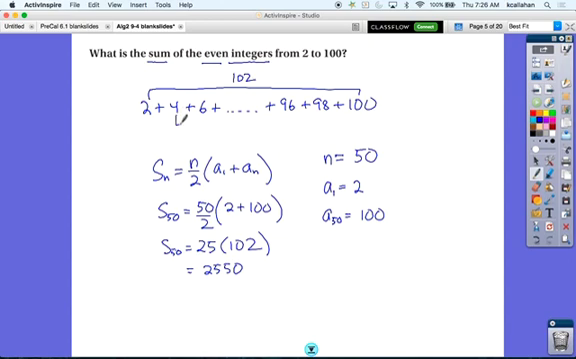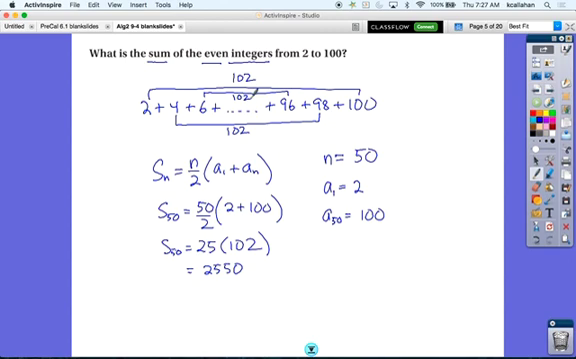If I add the second term and the second to the last term, I get 102. If I add the third term and the third to last term, I get 102. So what do you notice? Every time you add this pair of numbers, you get 102.